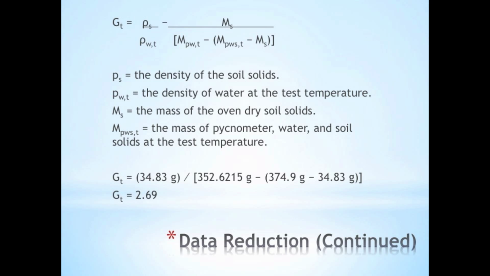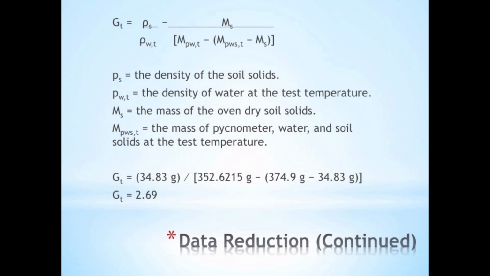Use the following equation to calculate the specific gravity of solids at the test temperature. Divide the mass of the oven-dry solids by the mass of the pycnometer and water at the test temperature minus the difference between the mass of the pycnometer, water, and soil solids at the test temperature and the mass of oven-dry solids. This result will yield the specific gravity of soil solids.